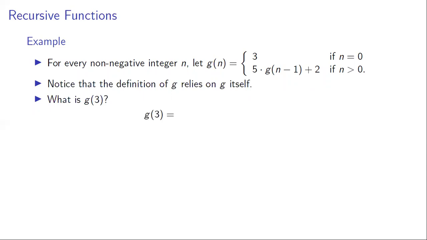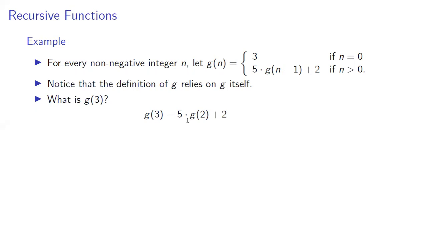Well, g of 3, following the definition of the function, should be, well, g of n. So n is greater than 0, right? 3 is greater than 0. So we have 5 times g of 2, n minus 1, plus 2. So 5 times g of 2 plus 2. But what is g of 2?